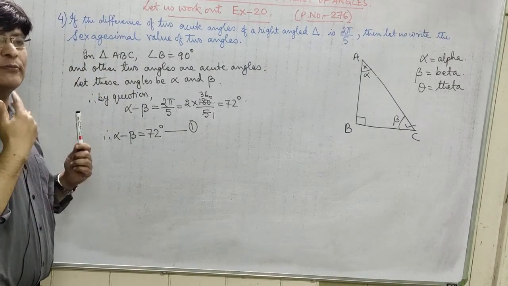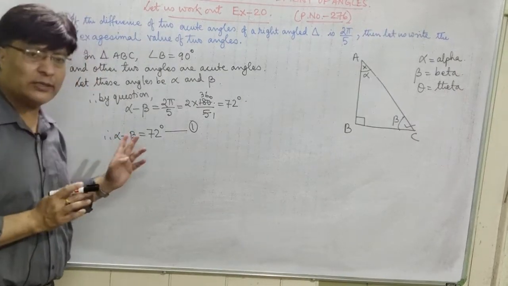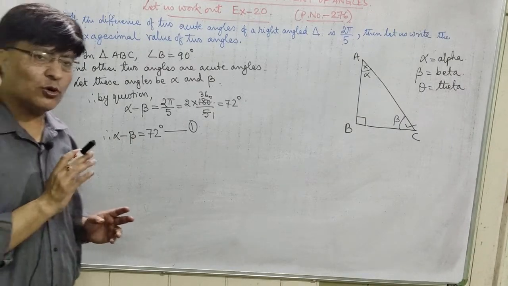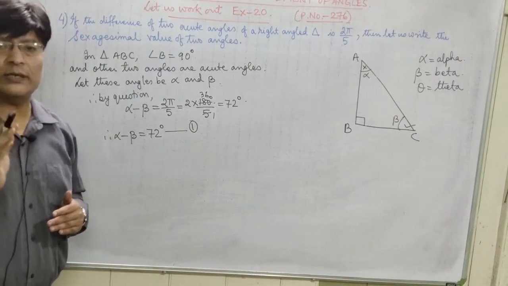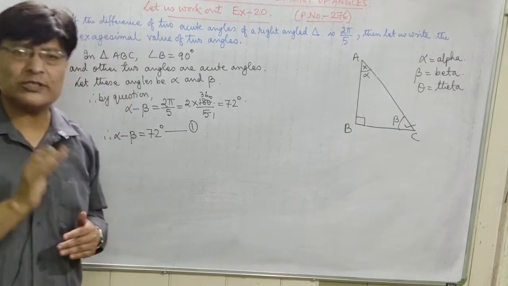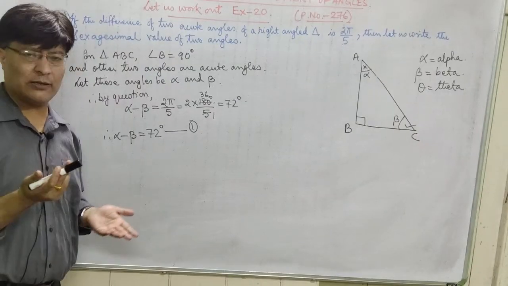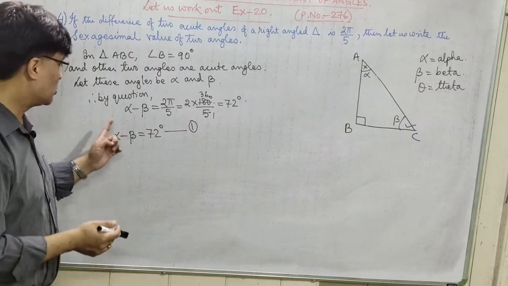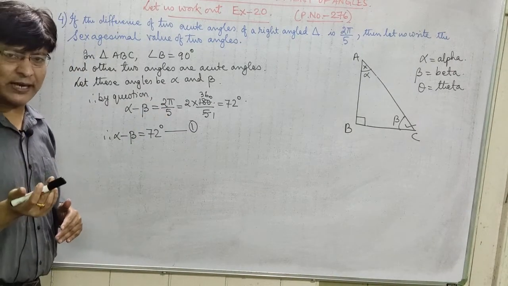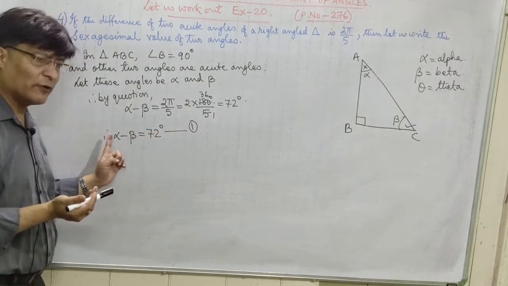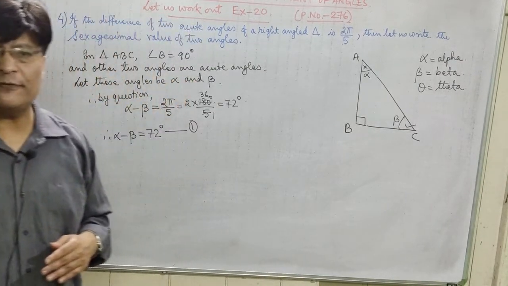Now next, you have to form the second equation in terms of alpha and beta. There are two unknown quantities, alpha and beta. So if there are two unknown quantities, there should be two simultaneous equations like this. One is alpha minus beta is equal to 72 degrees, and the other may be alpha plus beta equal to some angle. So now we have to find out alpha plus beta in degrees.